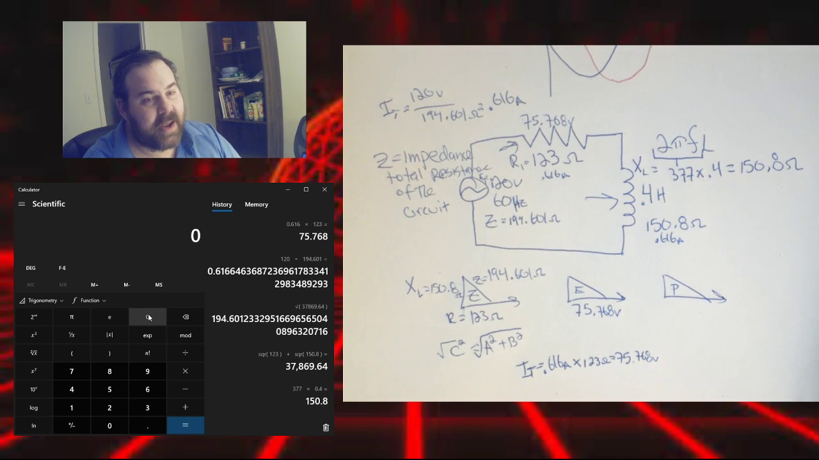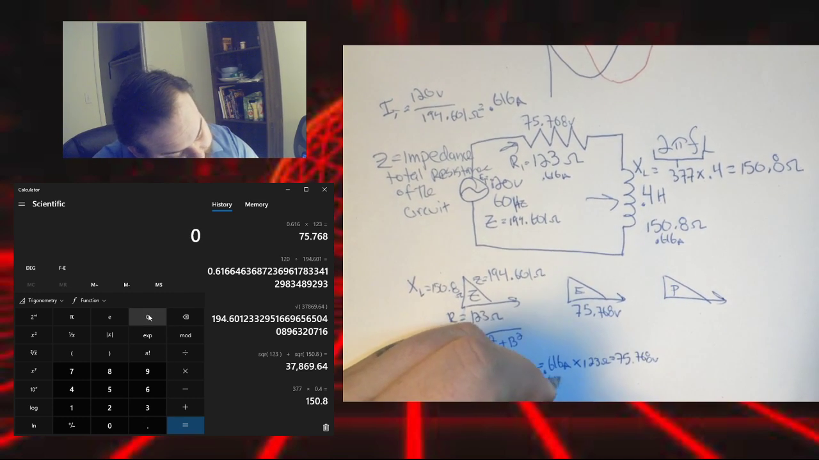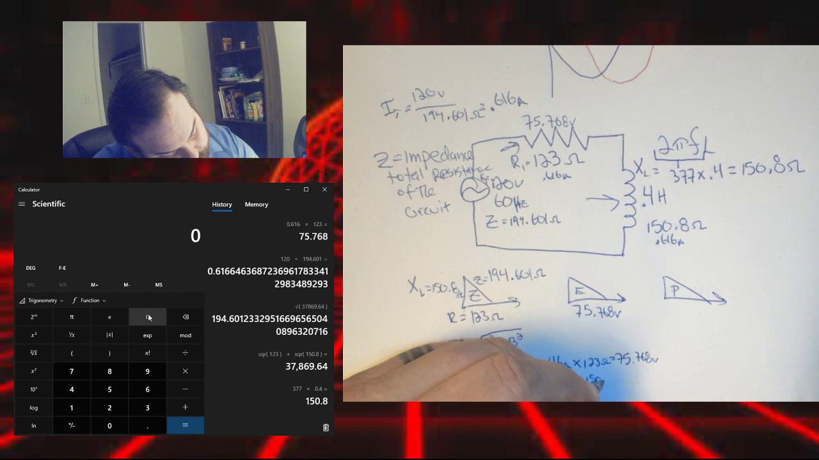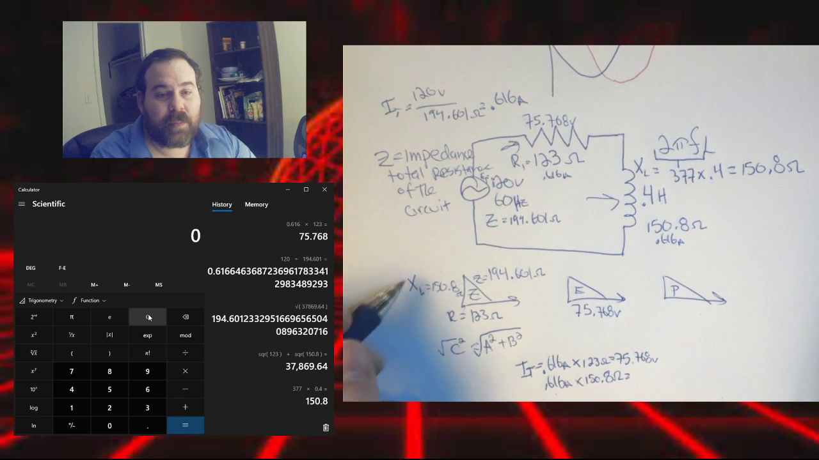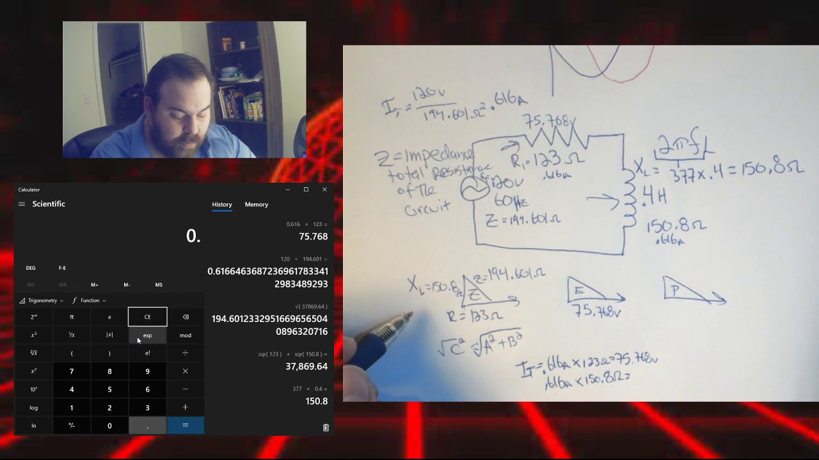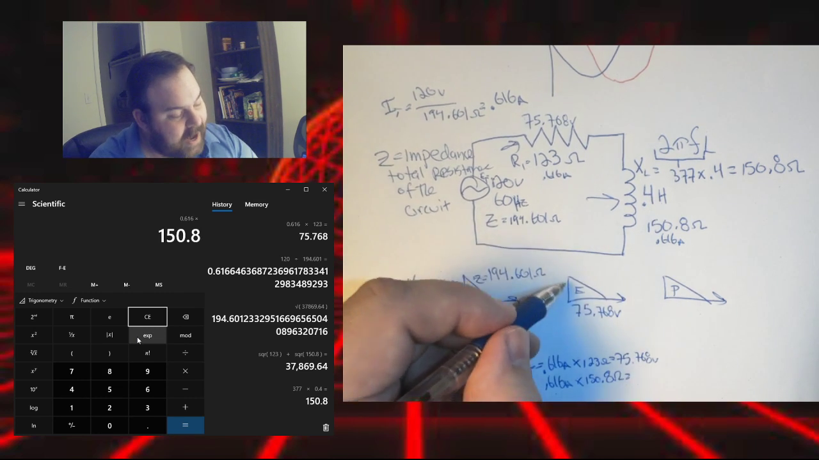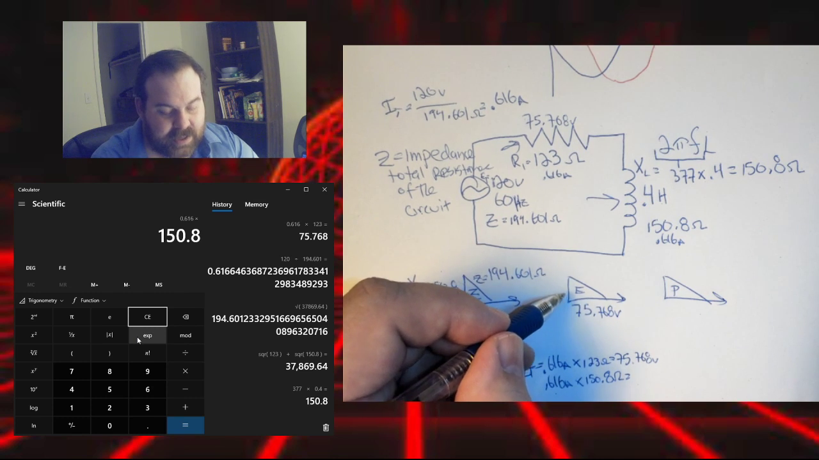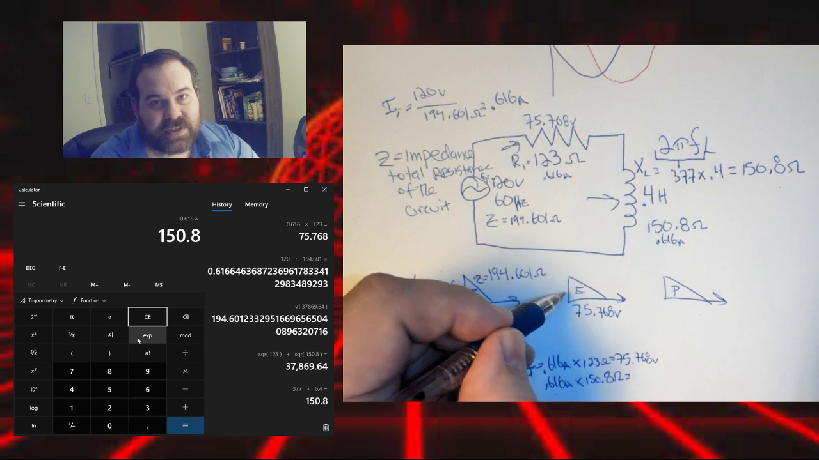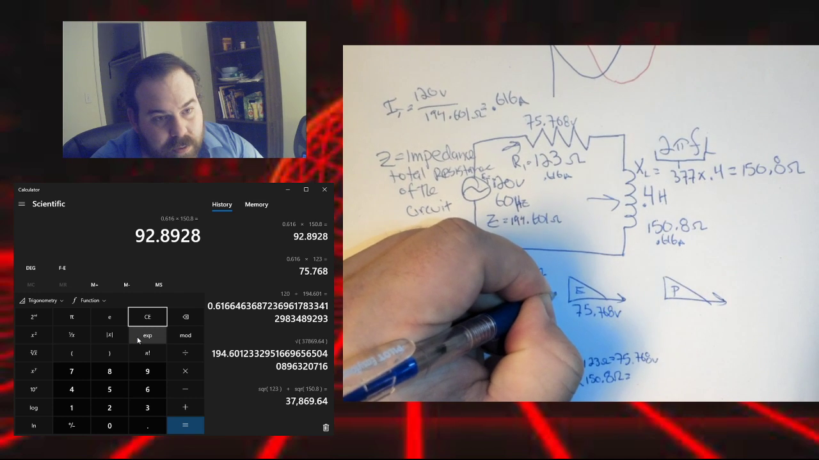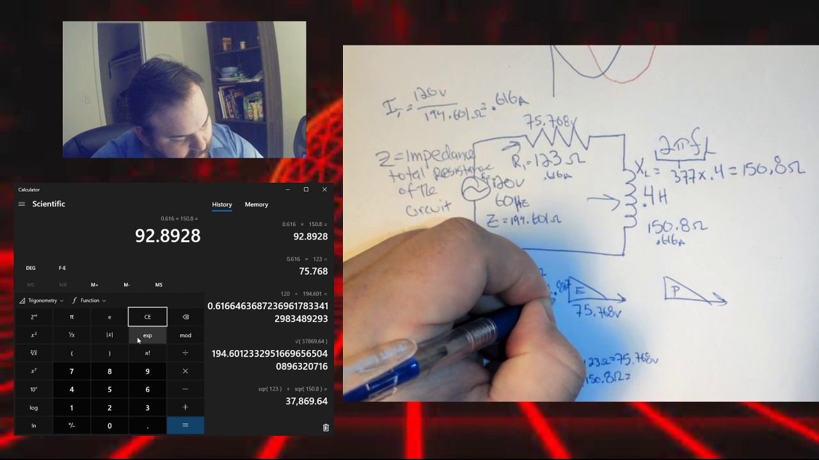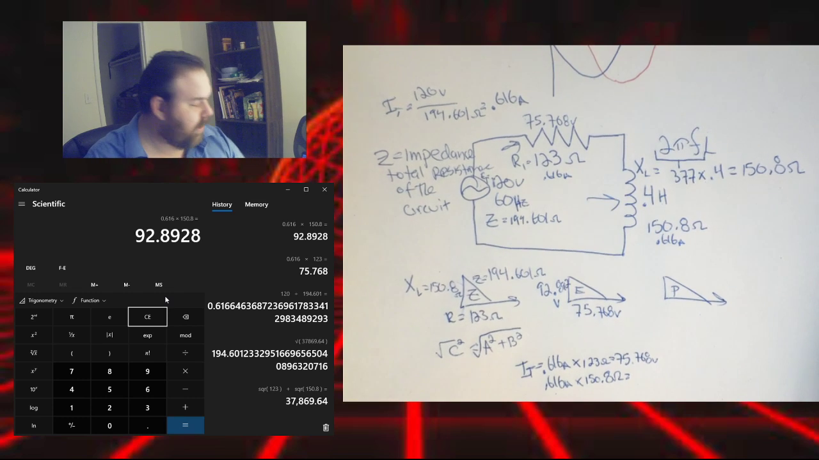Then we're going to do the same thing, but for the reactance side. It's a totally different number. So we're going to go 0.616 times 150.8. And that is for this side right here, like I said before. The bottom side is always the resistor. The straight line going up is always the reactance. So that's 92.892 volts. I always cut it off at 3.